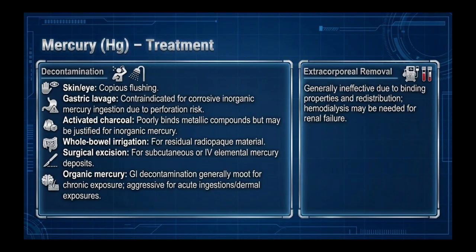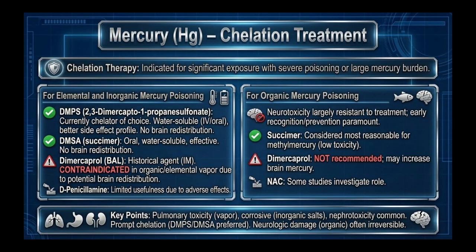Organic mercury exposure is often chronic and gastrointestinal decontamination is generally ineffective. Nonetheless, aggressive treatment may be necessary following acute ingestions or dermal exposure. Extracorporeal removal techniques such as hemodialysis are typically ineffective at removing mercury from the body because of its binding properties and ability to redistribute within tissues. However, hemodialysis may be required if renal failure develops. Plasma exchange has shown limited effectiveness in treating mercury poisoning.